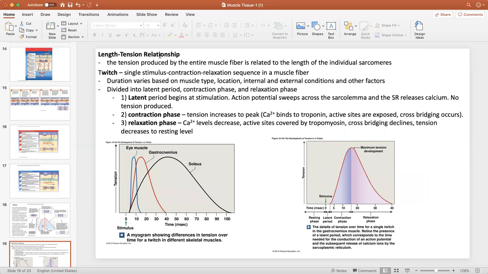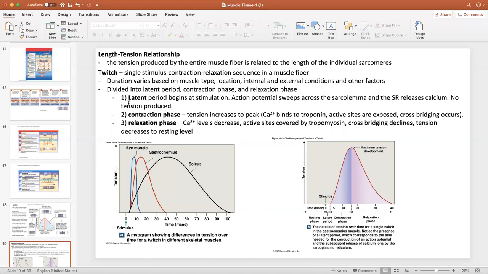And that's the length-tension relationship. This is when tension produced by the entire muscle fiber is related to the length of the individual sarcomere. So a twitch. When we talk about a twitch, slow twitch, fast twitch, a twitch is a single stimulus contraction: a single stimulus from the nervous system, stimulus of the muscle fiber, contraction of the muscle fiber, and then a full relaxation of the muscle fiber. So those three parts occur during one twitch.